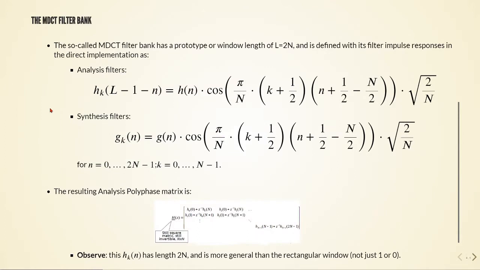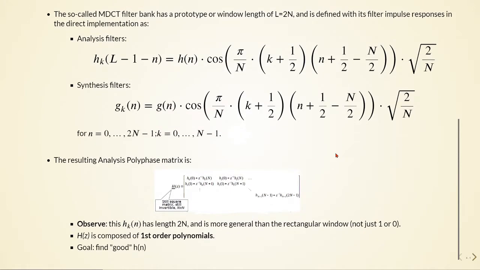The so-called MDCT filter bank has a prototype or a window length of L equals 2 times capital N, and it's defined with its filter impulse responses in the direct implementation given here for the analysis filters and the synthesis filters. And we see that in both the analysis and the synthesis filter, we have this modulating function with the cosine. We have this factor of 0.5 here, and here we have this factor of square root of 2 divided by capital N, and we know that n goes from 0 to 2 times capital N minus 1, and k goes from 0 to N minus 1.